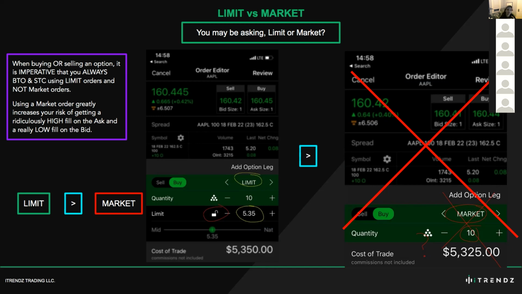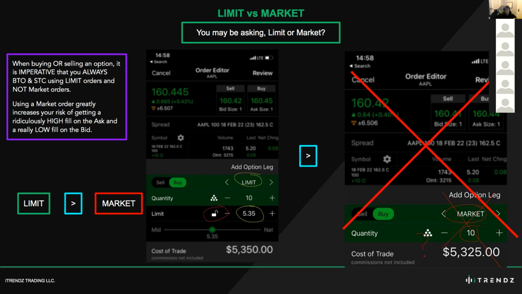So when you're buying anything, whether it's a share or an option or a different type of derivative, you should never, ever be buying on market. The reason why you shouldn't be buying on market is because you relinquish all the control at that point. You give the market the control to essentially say, I'm going to fill you at whatever price they want to fill you at.